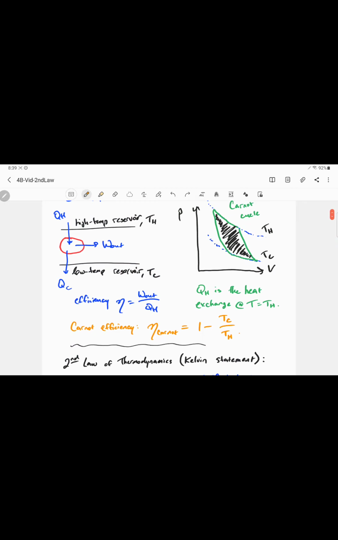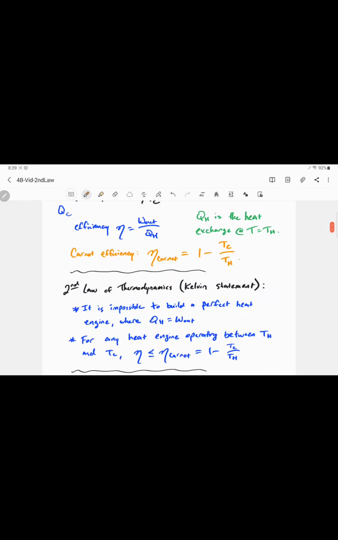By the way, you can set this equal to this. So if you know the Carnot efficiency, you can set it equal to W out over QH. That's still true. So this right here is true for any engine, for any heat engine. And if you know you have a Carnot engine, then you can also set it equal to this. And you know that that's the best possible efficiency.